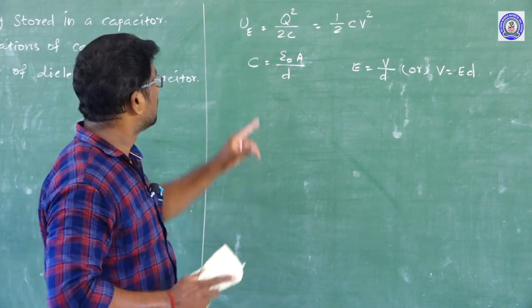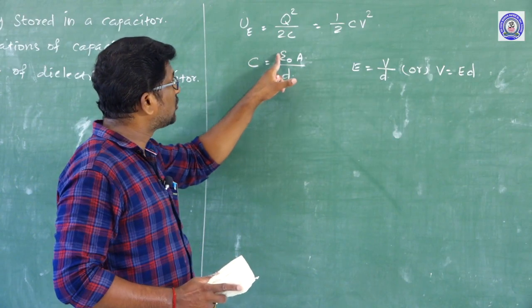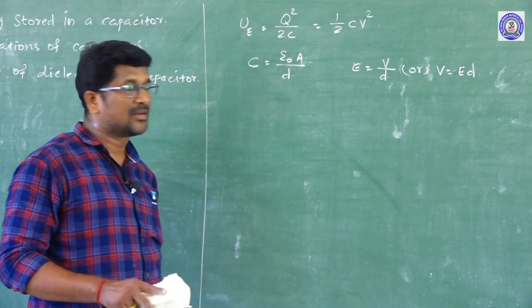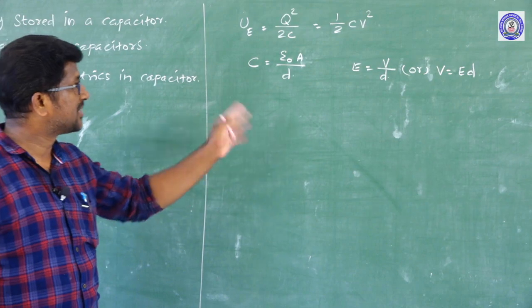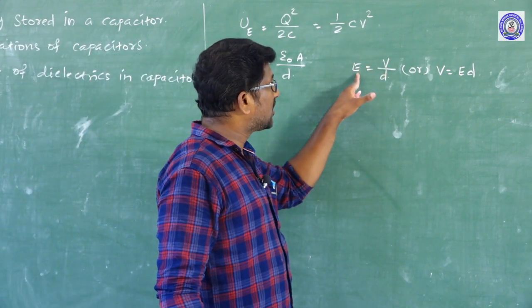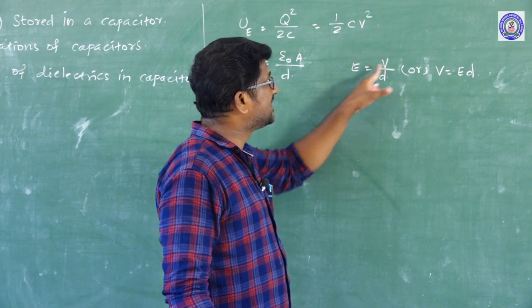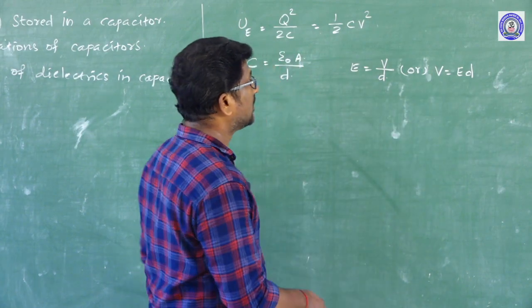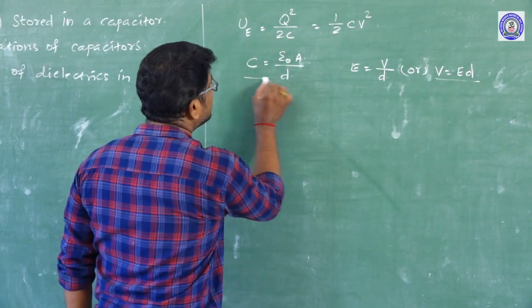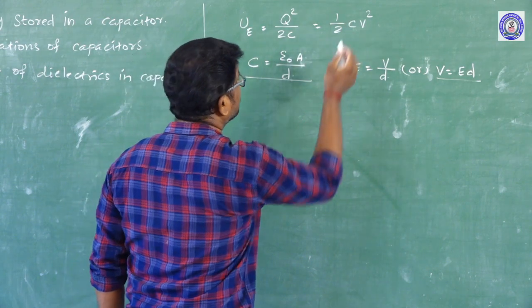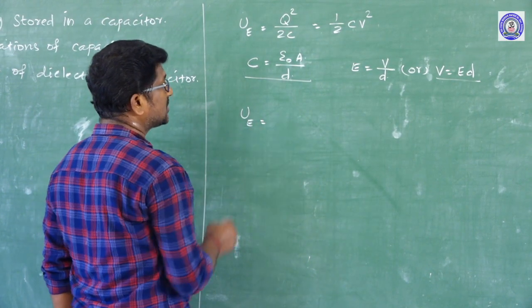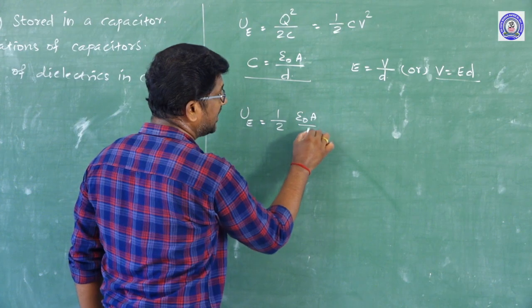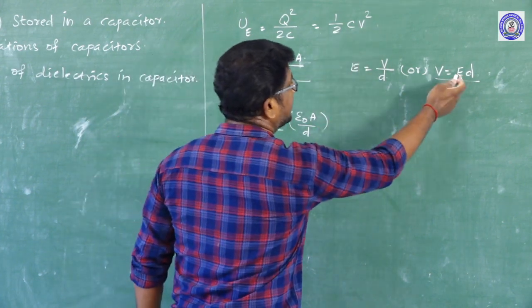Okay. So, to prove that, we consider these two formulas. One is C is equal to epsilon naught A divided by D, which refers to the capacitance of a parallel plate capacitor if the medium between the plates is air. And the relation between electric field and electric potential is E is equal to V divided by D, or V is equal to E into D, right. Now, substitute V is equal to ED and C is equal to epsilon naught A divided by D in this equation. Then the electrostatic potential energy equation becomes half, instead of C, epsilon naught A divided by D, instead of V, ED.